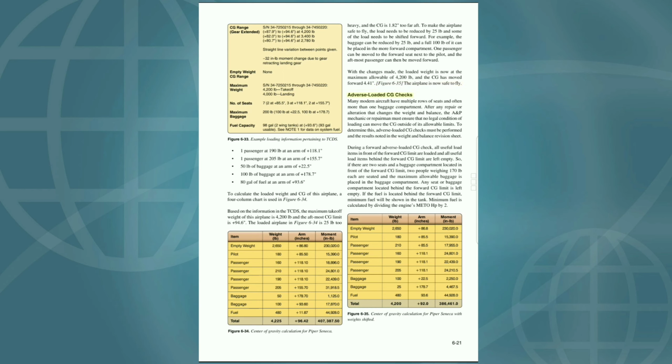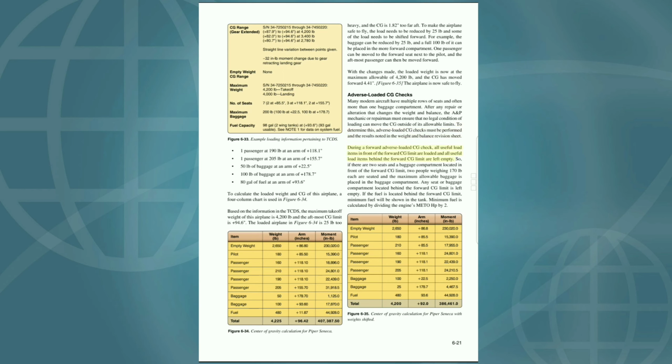Adverse loaded CG checks. Many modern aircraft have multiple rows of seats, and often more than one baggage compartment. After any repair or alteration that changes the weight and balance, the A&P mechanic must ensure that no legal condition of loading can move the CG outside of its allowable limits. To determine this, adverse loaded CG checks must be performed and the results noted in the weight and balance revision sheet.